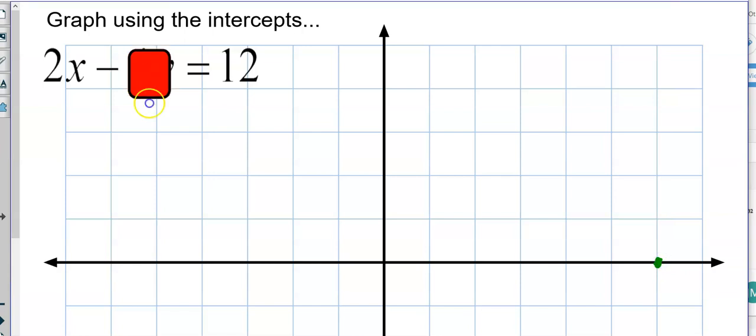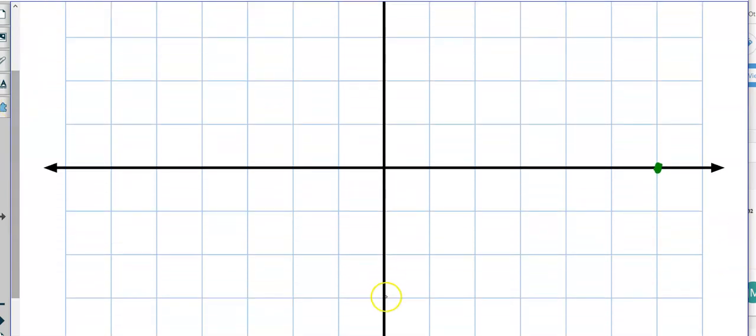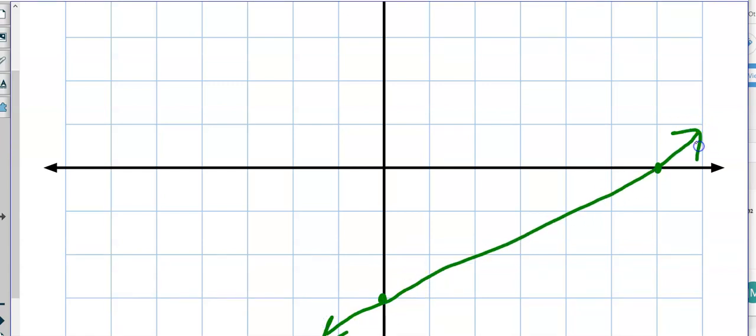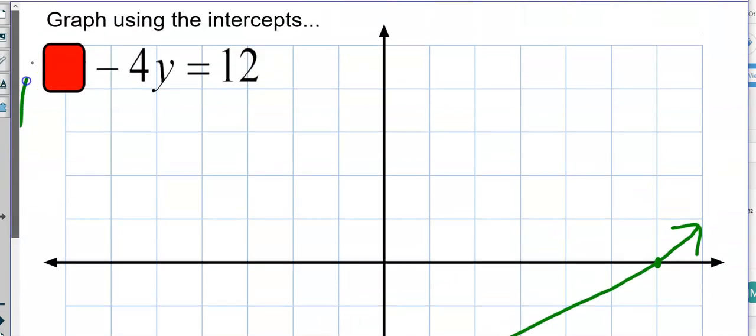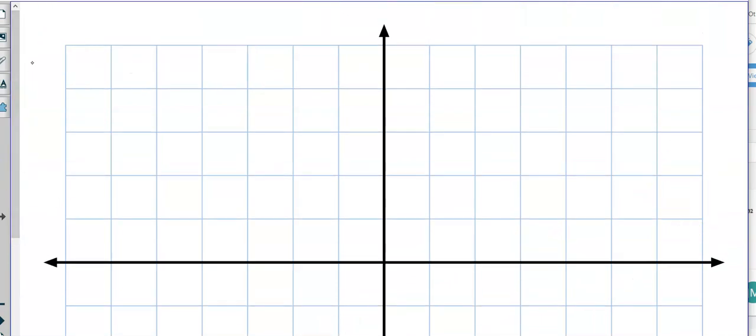Let me try that again. So to find the y-intercept, you would say x is 0. So pretend x is 0. With x is 0, that term goes away. So you'd have negative 4y equals 12. 12 divided by negative 4 is, I think, negative 3, right? So your other point is down here. So I have my 2 points. You can go ahead and draw your line with 2 points because you know this graph is linear. And that is your lesson.